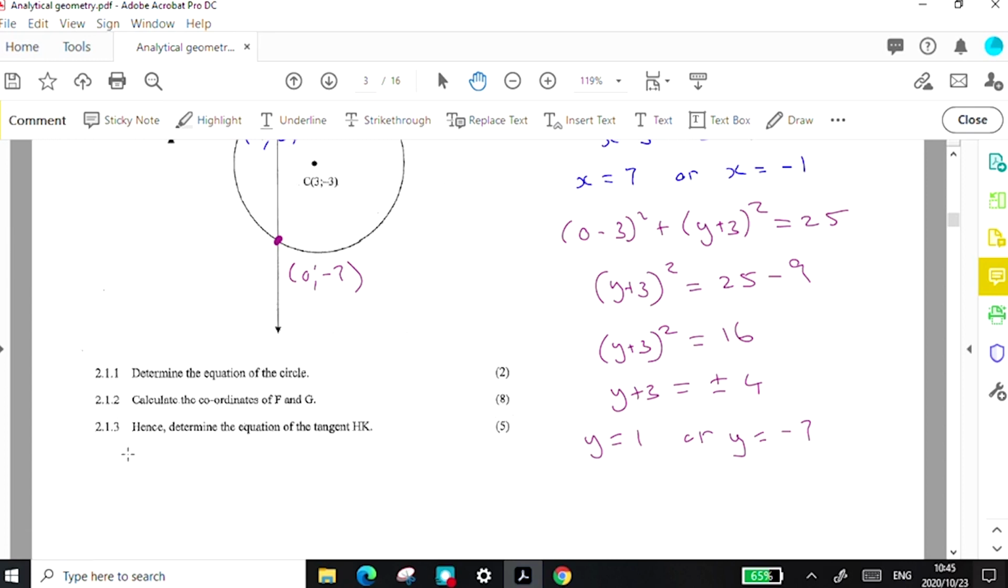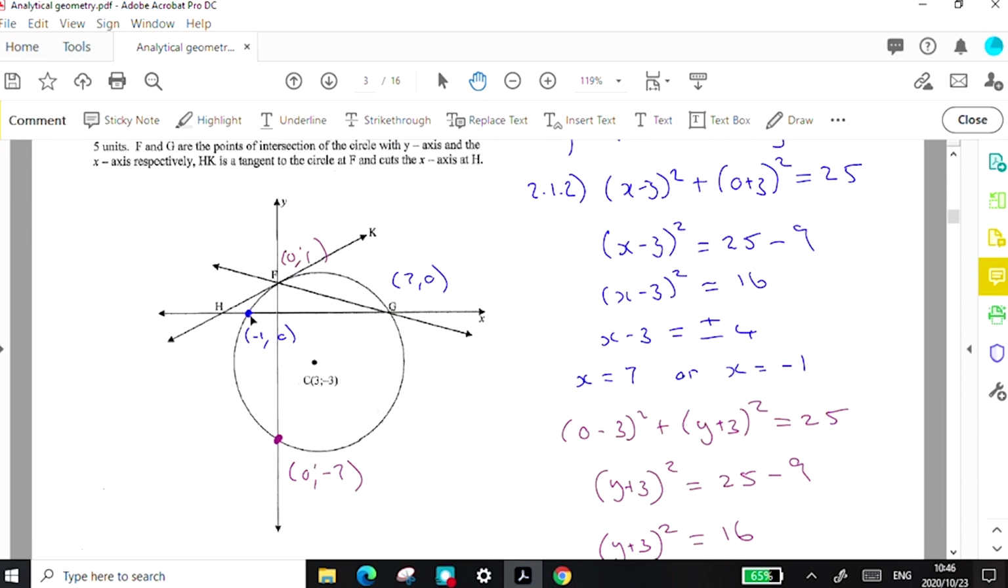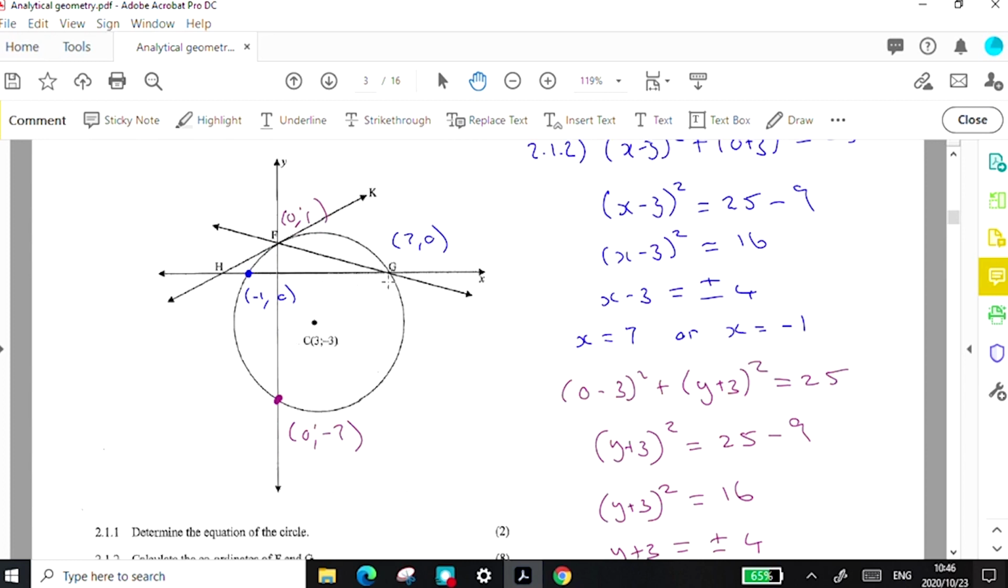Now for number 2.1.3, we are required to find the equation of the tangent HK. Now to find the equation of the tangent HK, we need either 2 points on HK or 1 point on HK and a gradient.